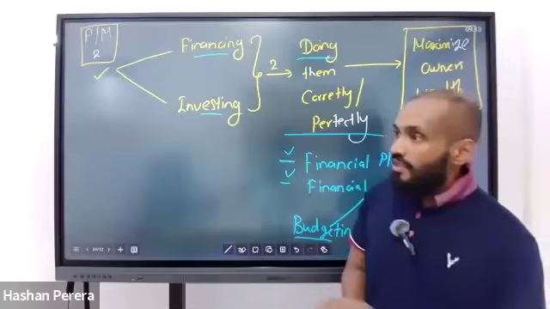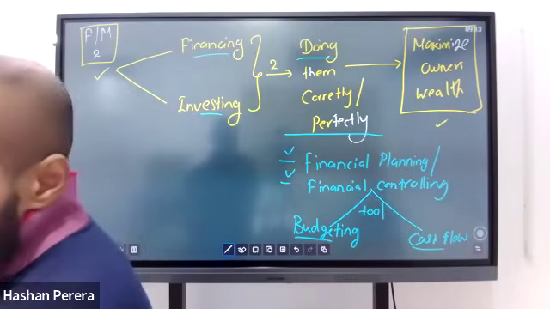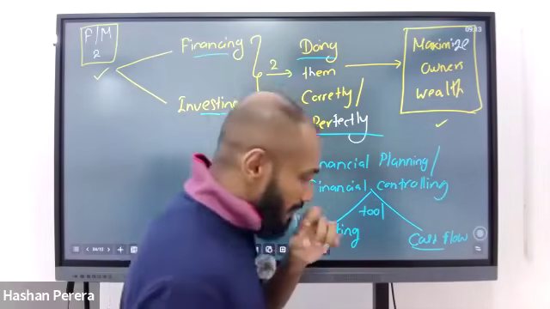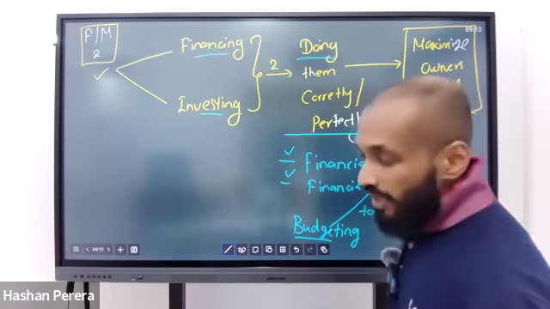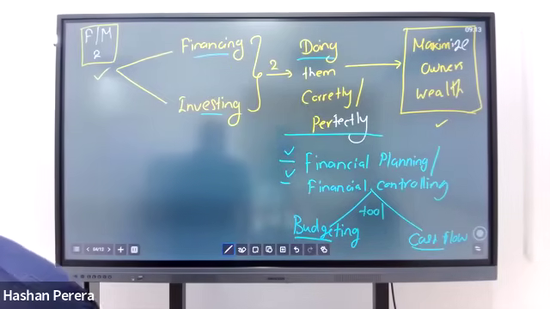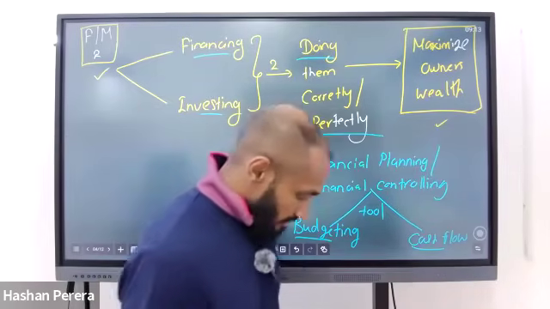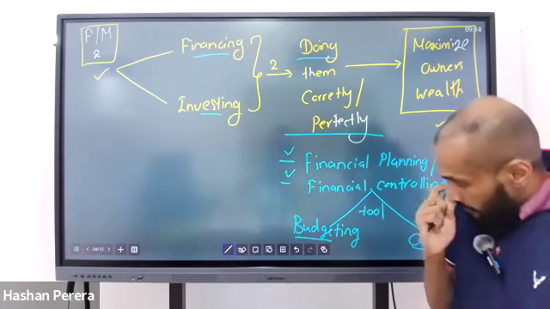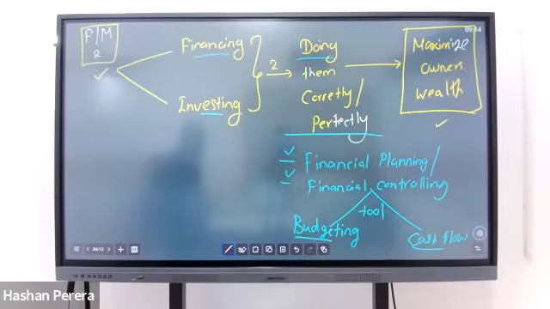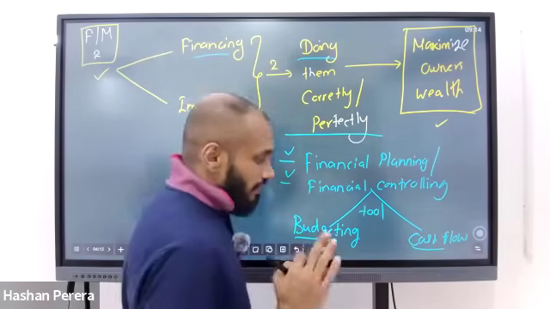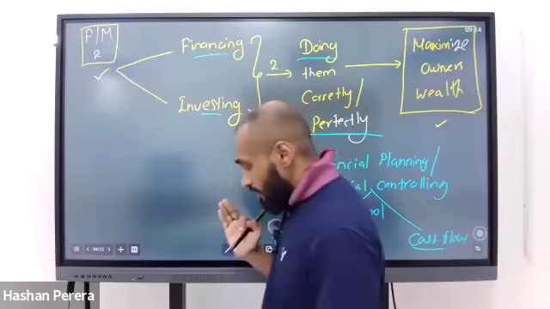Making financing and investing decisions in an optimum manner. Again, perfectly කරනවා කියන එක තමයි, in an optimum manner. Help to achieve the main objective of financial management.